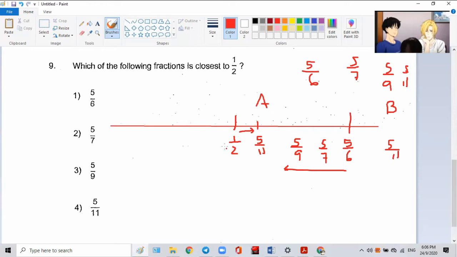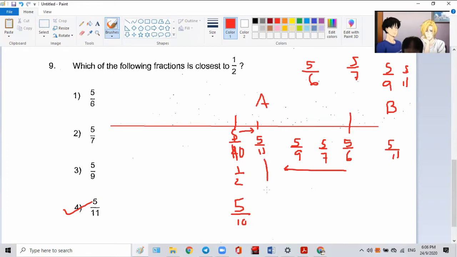So in that case, who is closest to 5? Half is 5 out of 10. Yes. Yeah, so 5/11 is closest to half. 5 is the closest. Do you understand, half? Julian? So yeah, so 5/11, because half is like 5 out of 10.